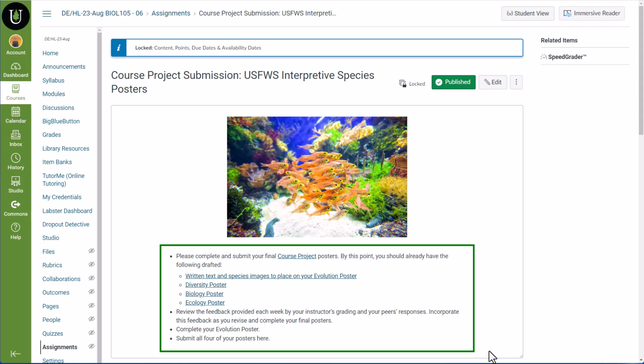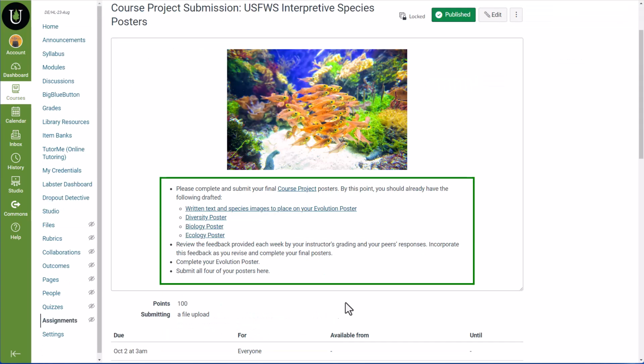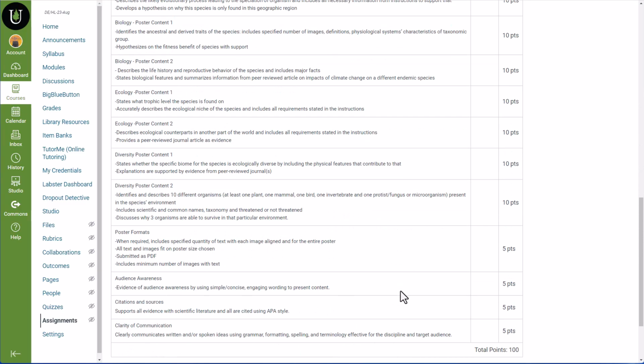You may have not lost a lot of points on the draft if you were missing a few things, but here you want to make sure that all of those things are included. So please go back and double check every one of those posters and what it should include. You're going to take those posters and you're going to put them into a file that you will post here. So we're going to have 4 posters in this Dropbox. And then under the Dropbox, you have your grading rubric.